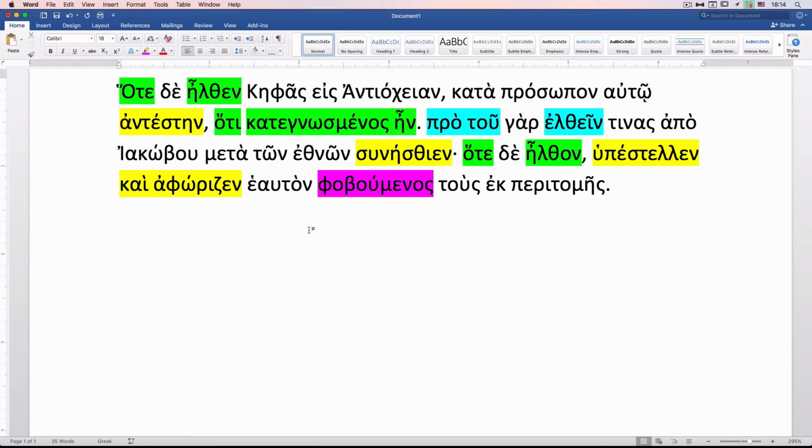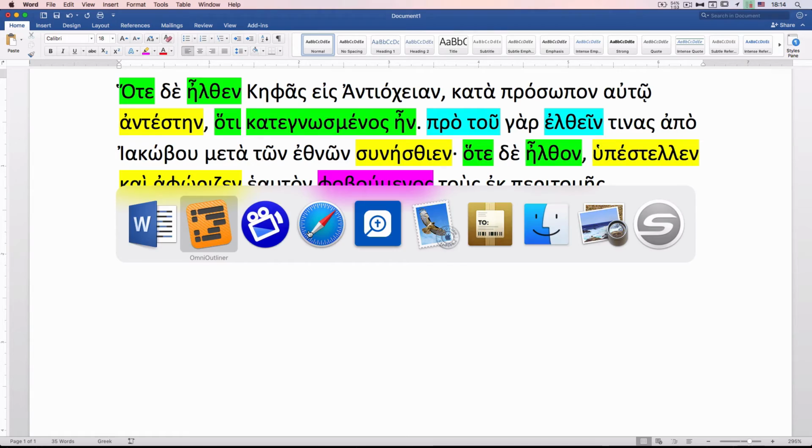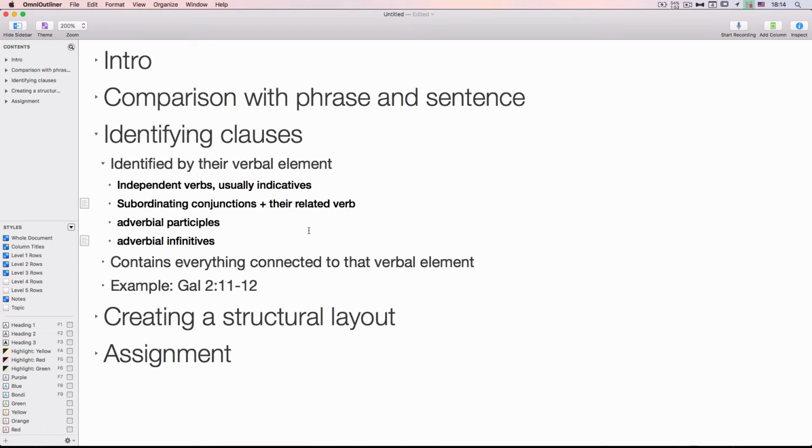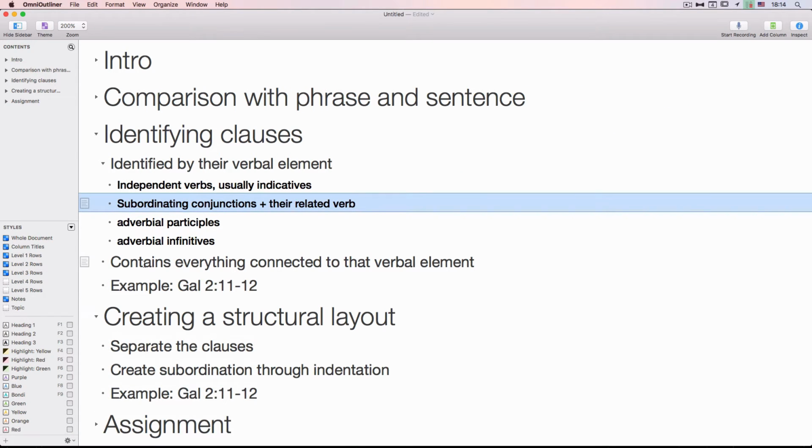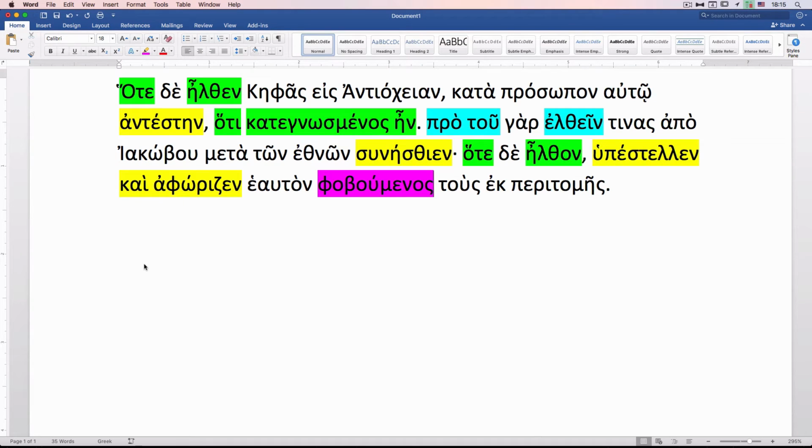And so the next thing that we need to do is to actually focus on creating the structural layout. And so here, the first step to do is to separate the clauses. And that means that we have to put every clause on its own line with all of the elements properly connected. So as we go back to our Word document, we can see that we have everything marked as a proper clausal verbal element. And now it's simply a matter of separating them such that we've got our clauses differentiated.